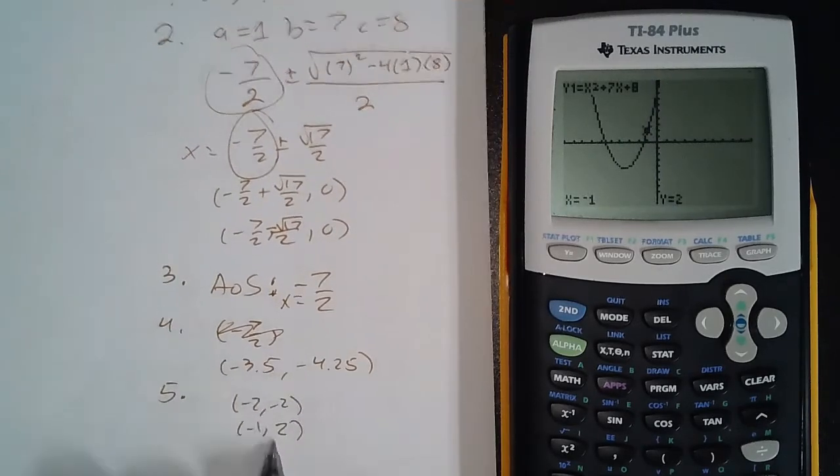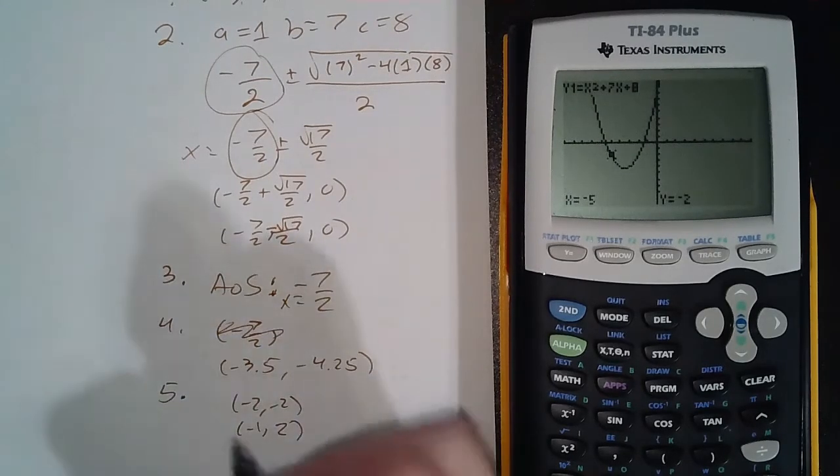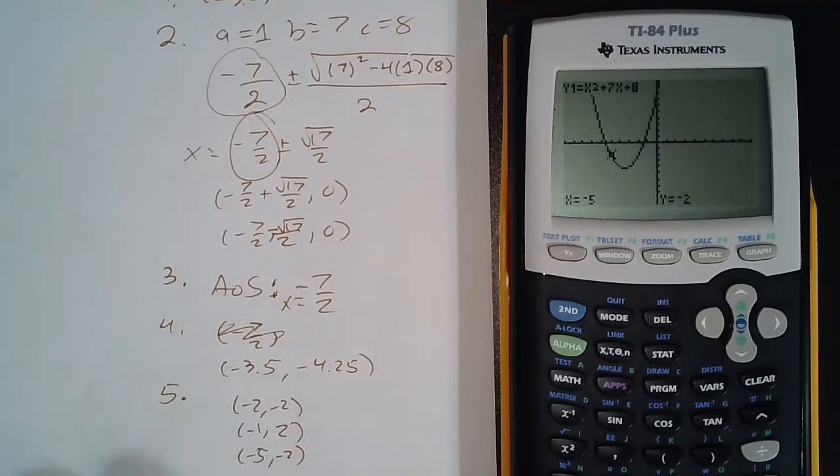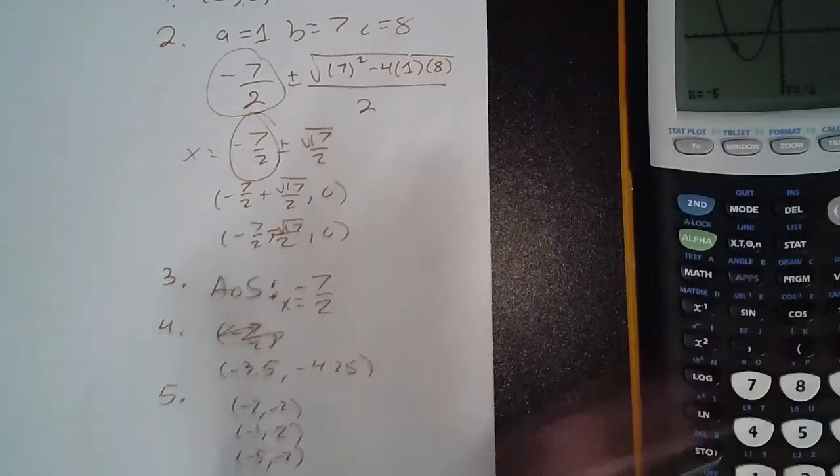How many coordinates do I have now? I got 1, 2, 3, 4. Not quite enough yet. How about negative 5? I got negative 2 again. How could I have figured that negative 2 out? Well, it's the same distance away from the axis of symmetry. I could use that mirror image concept.